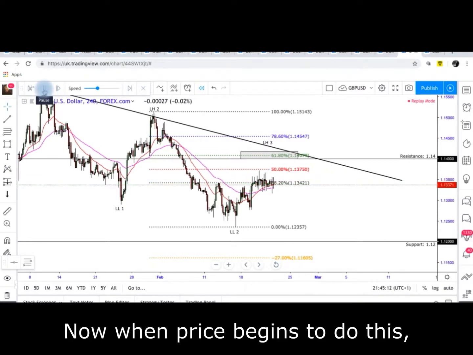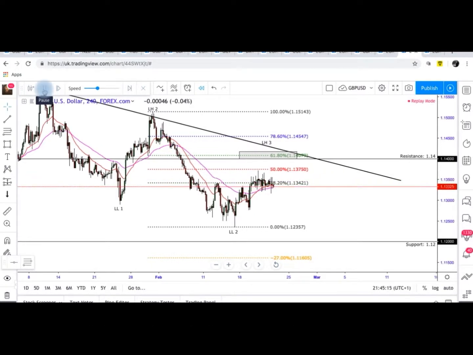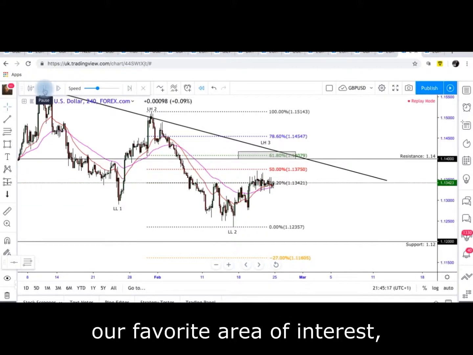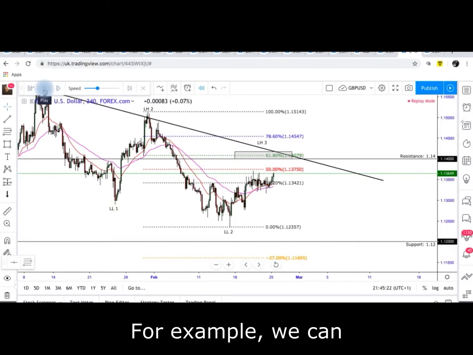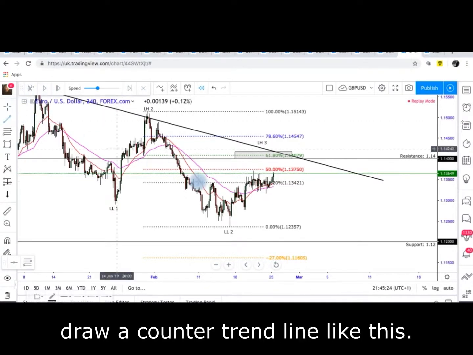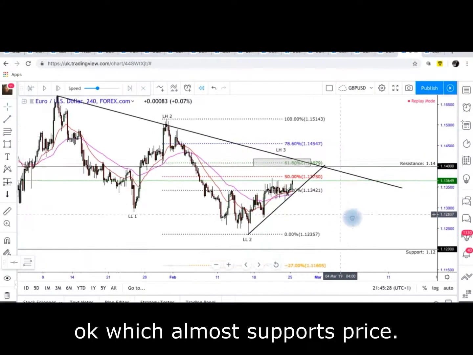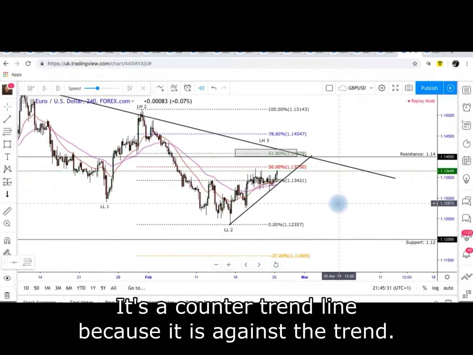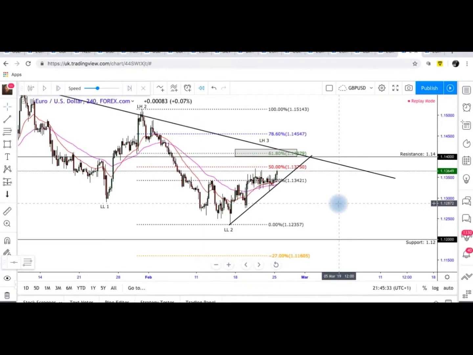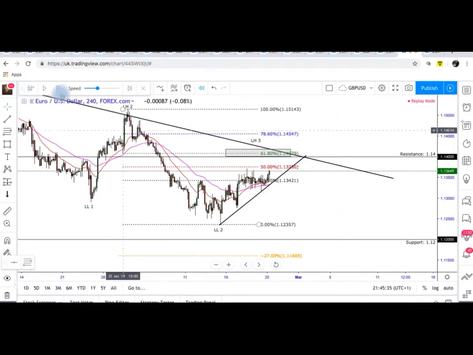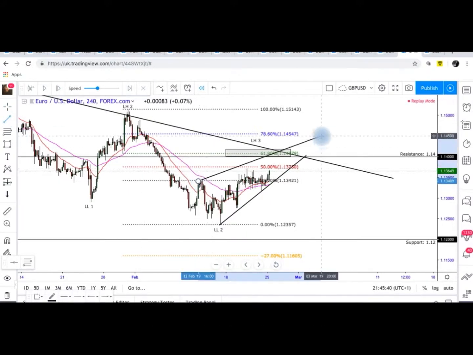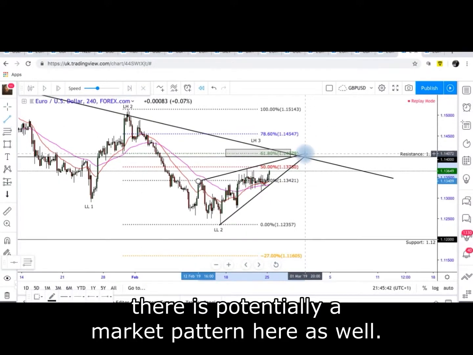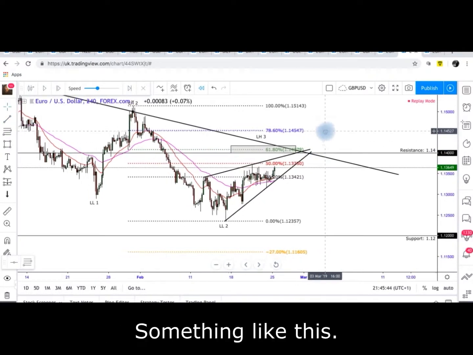Now, when price begins to do this, and we start to see price approaching our favoured area of interest, we can start doing other things. For example, we can draw a counter trend line like this, which almost supports price. It's a counter trend line because it is against the trend. And we can also see there is potentially a market pattern here as well. Something like this.